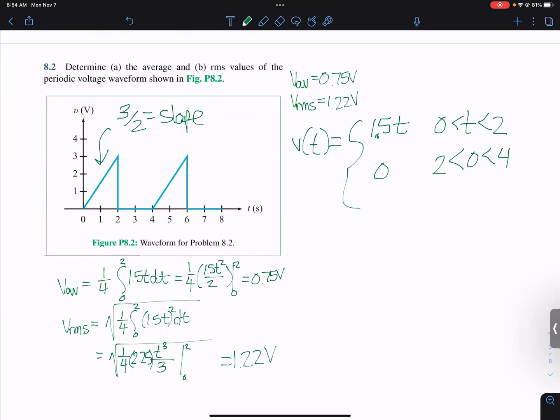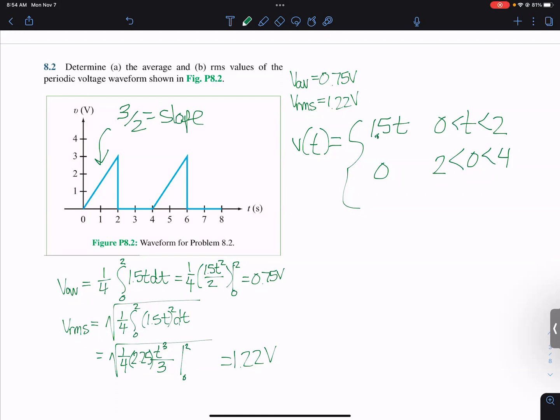All right, so here is the solution. First, what is the equation for that line? It's mx plus b again, where m in this case is the rise over run, which is 3/2. And then it intersects at 0. So it's 1.5t plus 0. Between 0 and 2, you have 1.5t. And then it is 0 between 2 and 4. And then it repeats the same one.